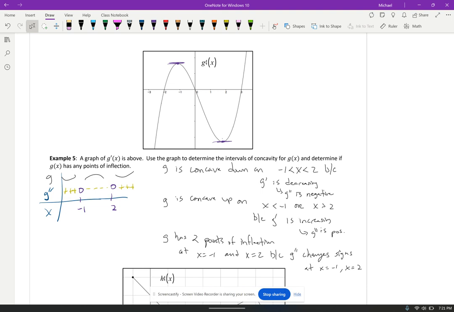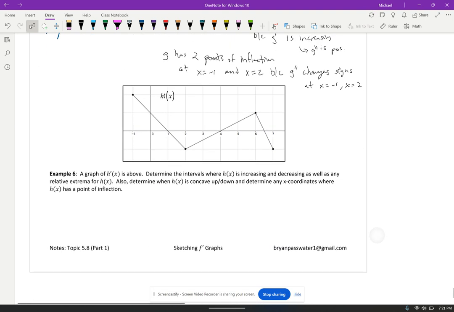I'm going to pause here. If you would, attempt number 6, see if you can figure it out. Number 6 puts everything together, right? Can you find where the original graph is increasing and decreasing, as well as relative extrema? Can you find out where the original function is concave up or concave down, and any points of inflection? And this is all from a derivative graph. Try to do that, bring it to class, and we'll discuss it.